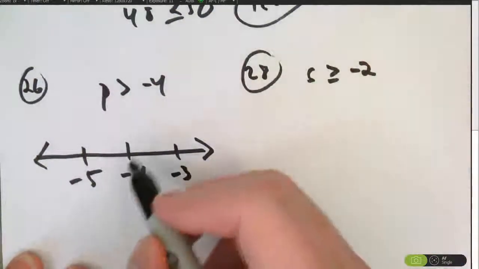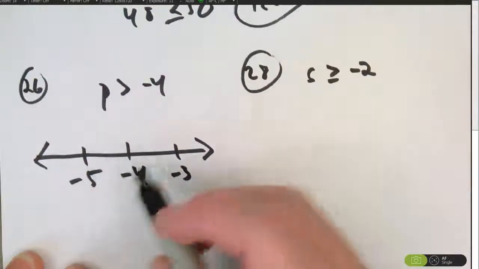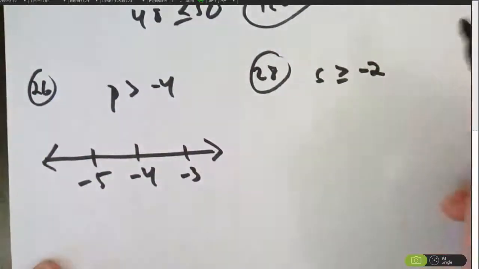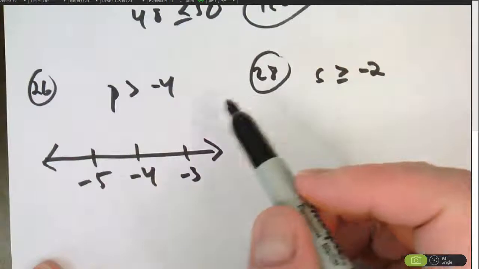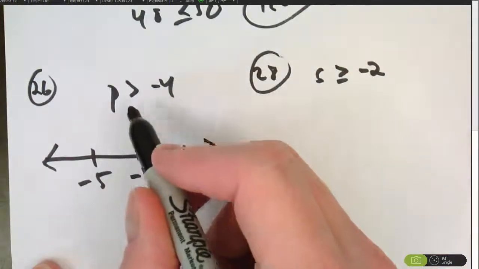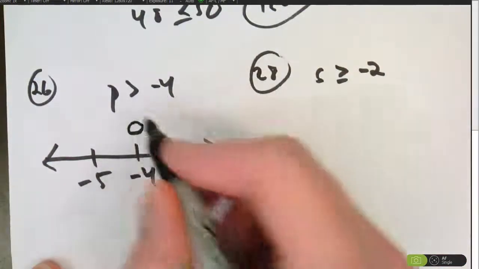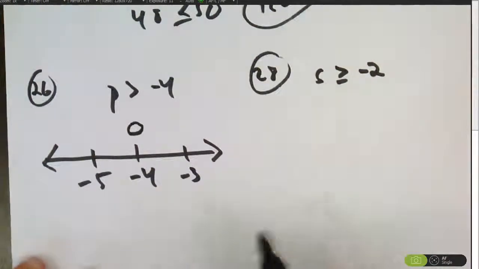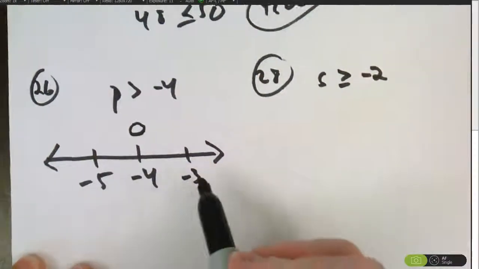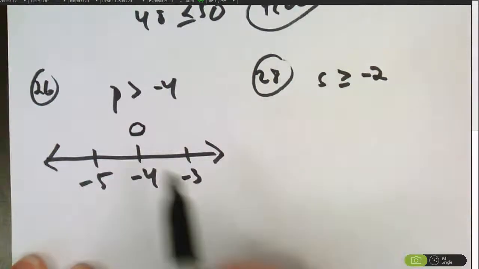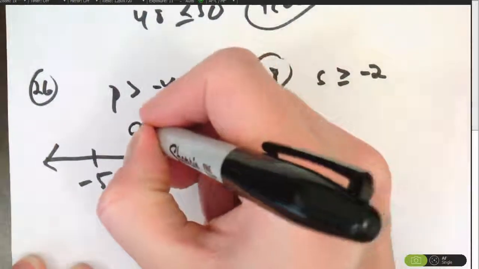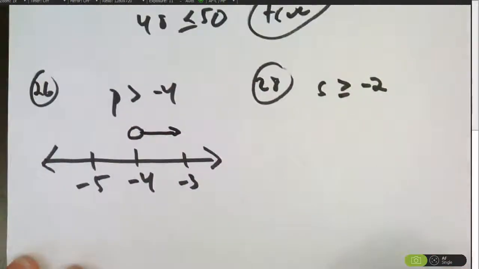I know it's hard to do it on the actual graph itself because it kind of gets blurred. But we want to say P is greater than -4. I don't want to be equal to it, just greater than it, so it means an open circle on the -4. Now, what number is bigger than -4? -3 or -5? Well, -3 is bigger than -4, so I'm going to go towards -3.